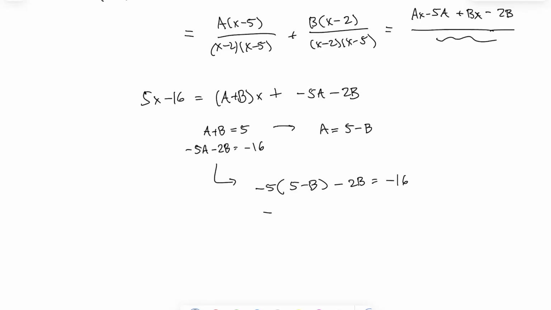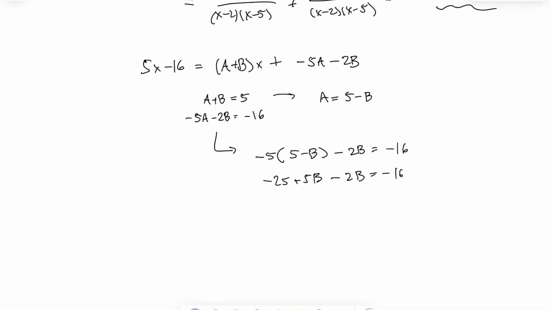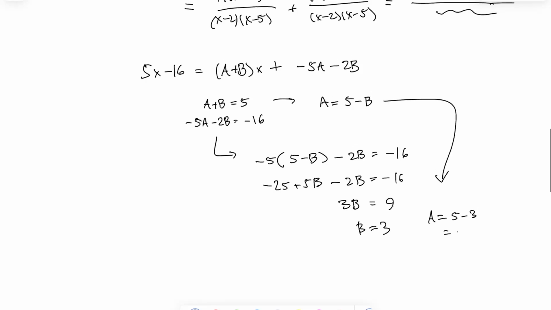Distribute the 5 here, minus 25 plus 5b minus 2b is negative 16. Add 25, that will be 9 on the right side, and then 5b minus 2b is 3b. So I think b is 3. Anybody agree? I think so. All right. And then what's a? A, I already set up there. A is 5 minus b. So a is 5 minus 3, which is 2.